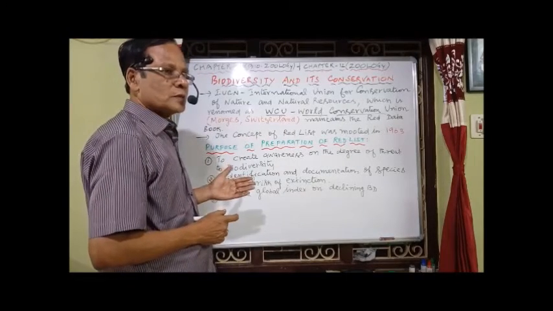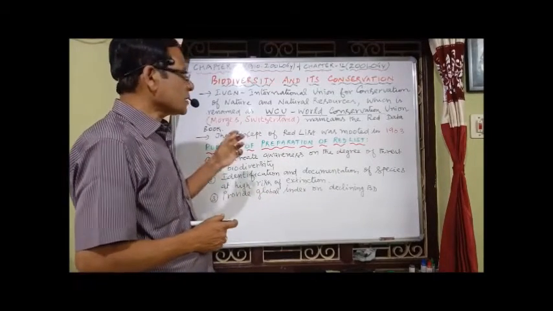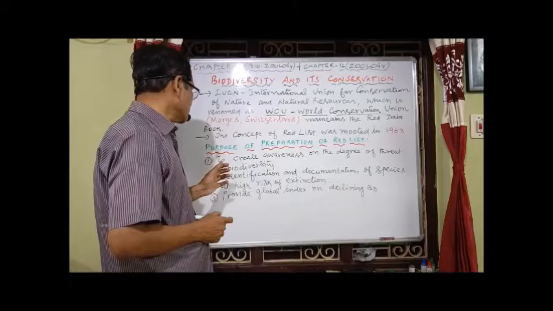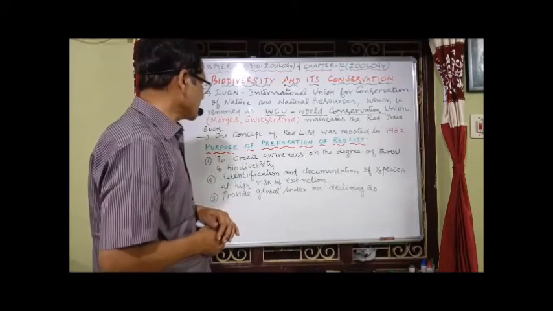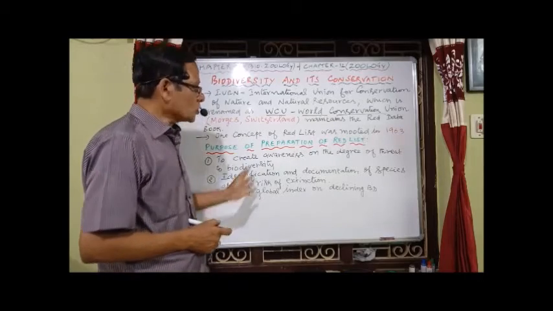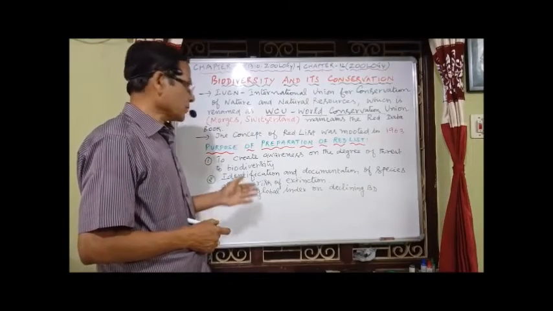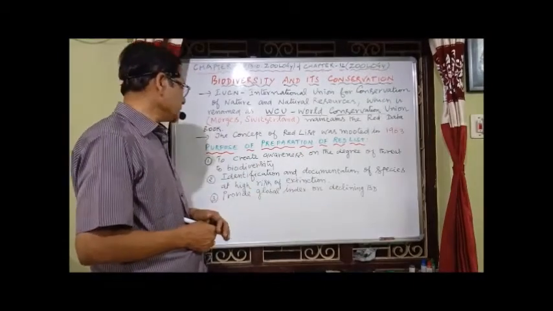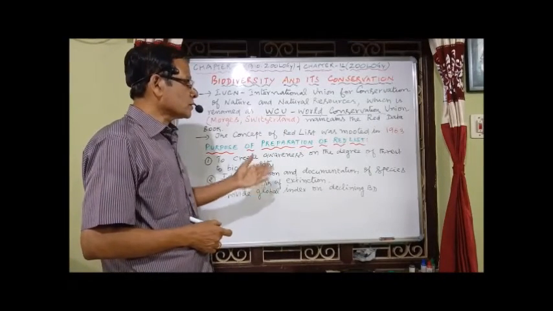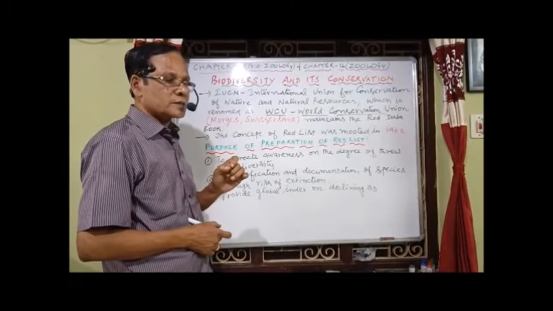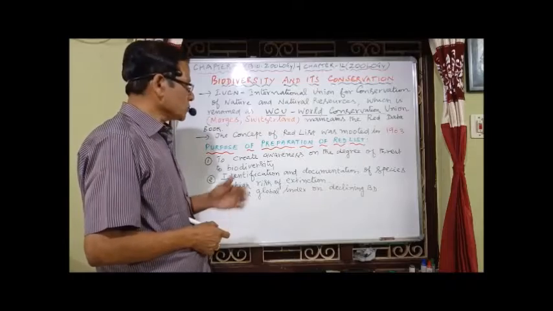Now what are the different purposes of preparation of the Red List? Number one, to create awareness of the degree of threat to biodiversity, to get awareness in the minds of people. Identification and documentation, writing about a particular species, of species at high risk of extinction. Then we can provide a global index on declining biodiversity in different places. And we have two more.